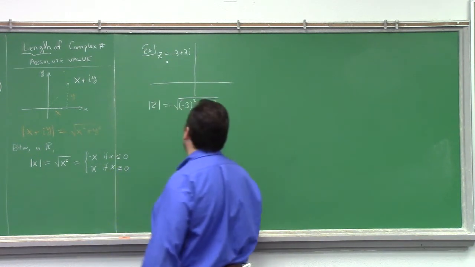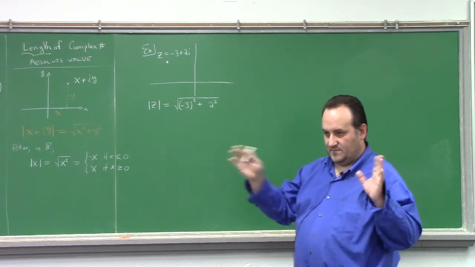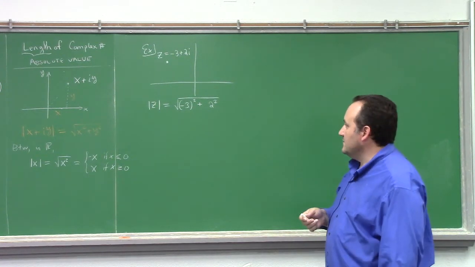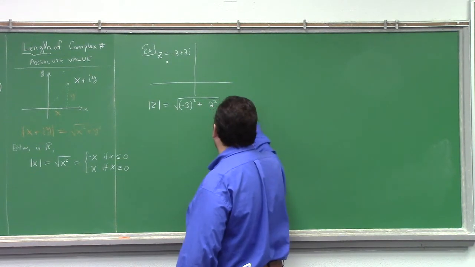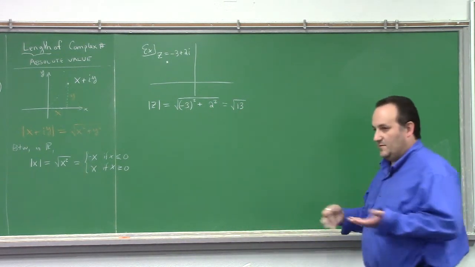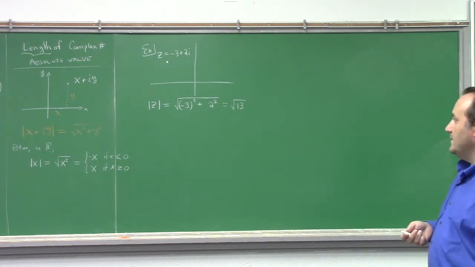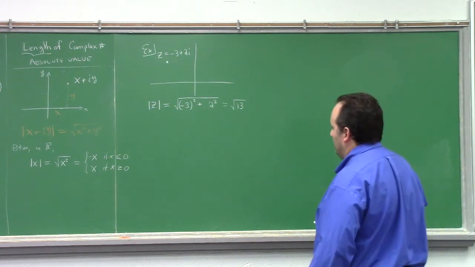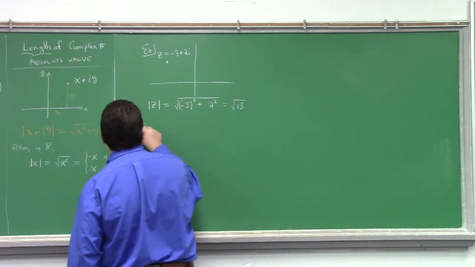All right. The i doesn't figure into it. The i is just kind of a placeholder in some sense. So that's 9 plus 4, which is the square root of 13. The complex number minus 3 plus 2i is square root of 13 distance away from the origin. All right. So that's an example. Now, there's something else which is called the complex conjugate.